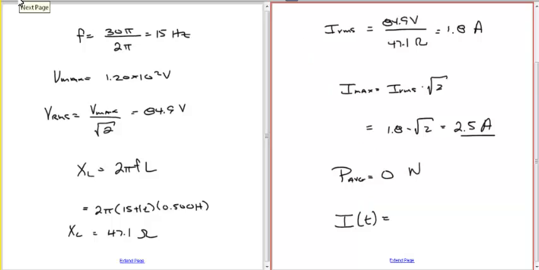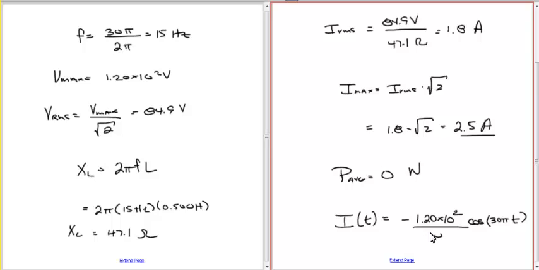Because it's an inductor, you take the derivative of the current to get the voltage. So if we take the derivative of this, we should get the voltage. So this is an integral, and the integral of the sine is minus the cosine, so you're going to end up with a negative. You still have the maximum voltage, 1.2 times 10 to the second, but you divide by the frequency, which is omega, times the cosine of 30 pi t.